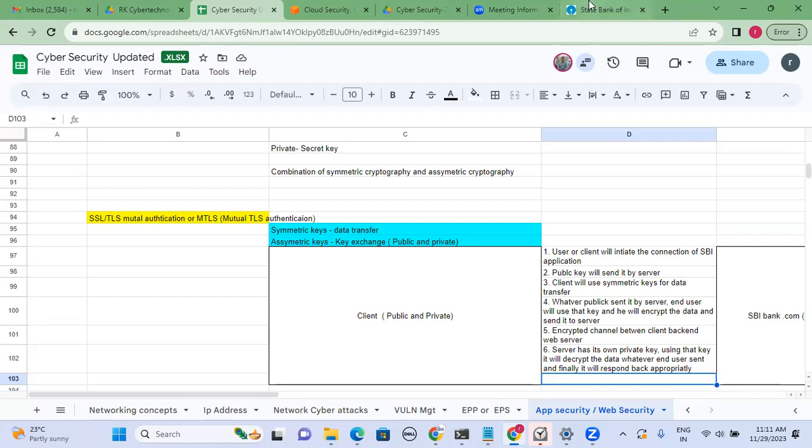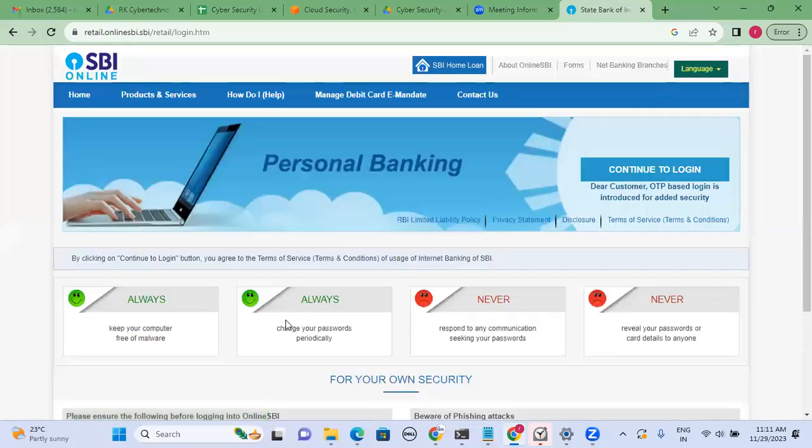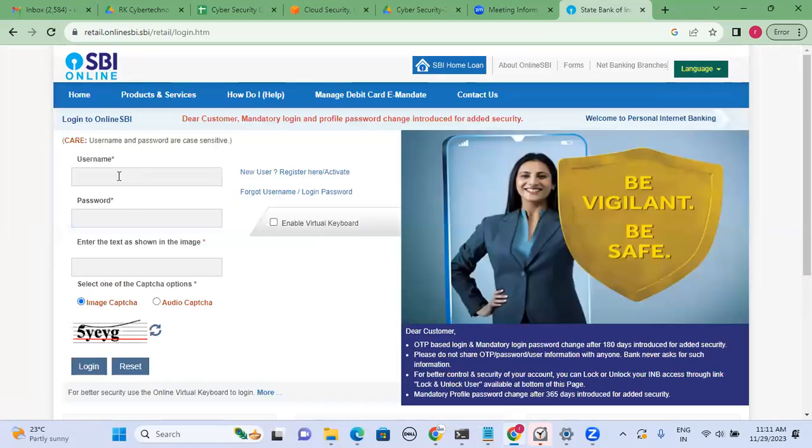Now, data here means, for example, I'm clicking on the personal login button and entering my username and password, something like 23780, and then I have to enter the captcha and click login. This is data, or not? So for data, which one will it be, symmetric or asymmetric keys?